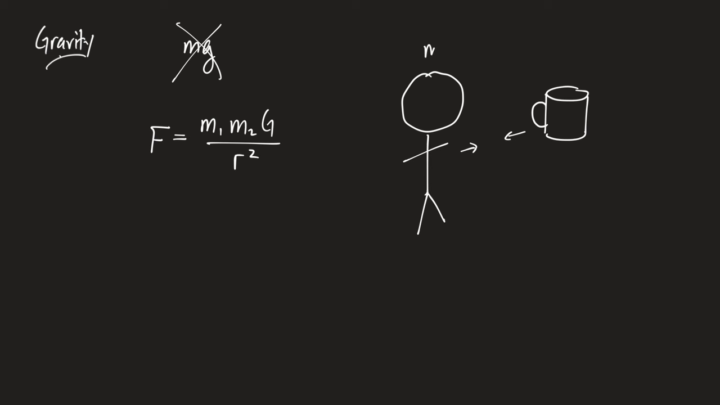This says that if you have two objects, mass 1 and mass 2, and they are separated by a distance r, the force of gravity between them will be the product of their masses divided by the separation distance squared times a constant. Now, this constant isn't the acceleration of gravity. This is not 9.8. This is uppercase G and has a name. It's called the universal gravitational constant.